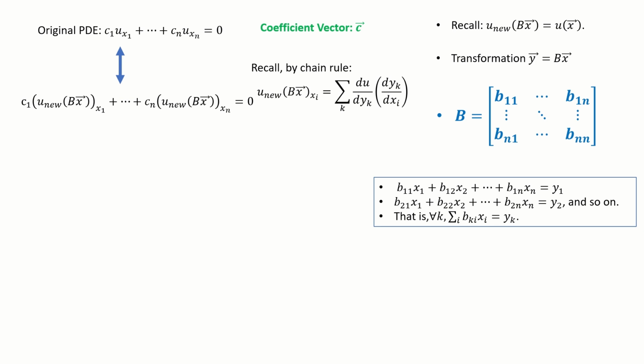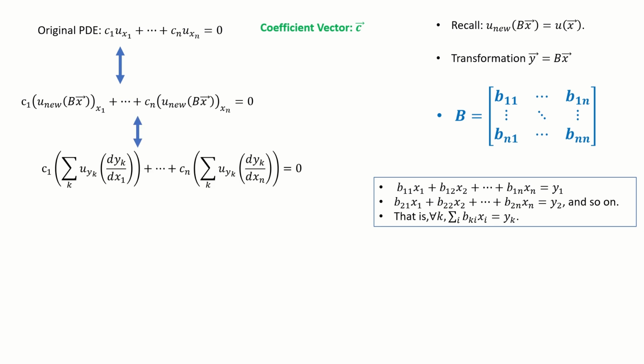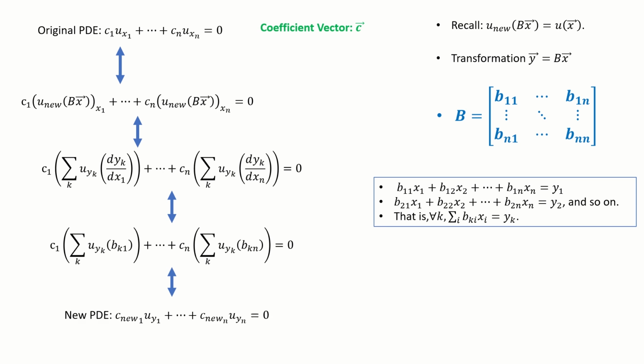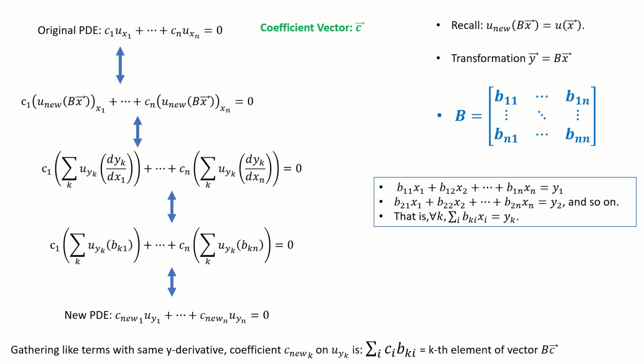This lets us simplify to the following. It's not quite in the form that we want if we want to readily observe the coefficient vector from the PDE, because each of the summands here have various different derivatives of u. But if we gather like terms with the same y derivative, we end up getting that the kth entry of the new coefficient vector is the following sum, which turns out to be nothing other than the kth element of the vector b times c.